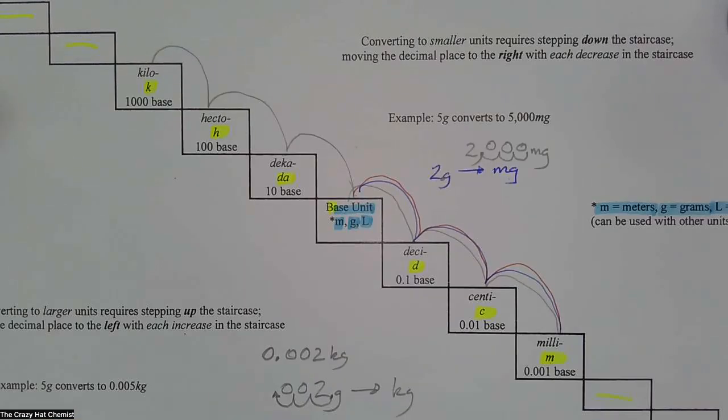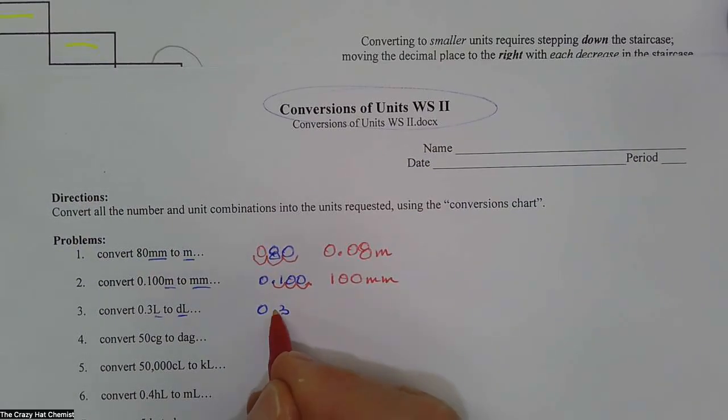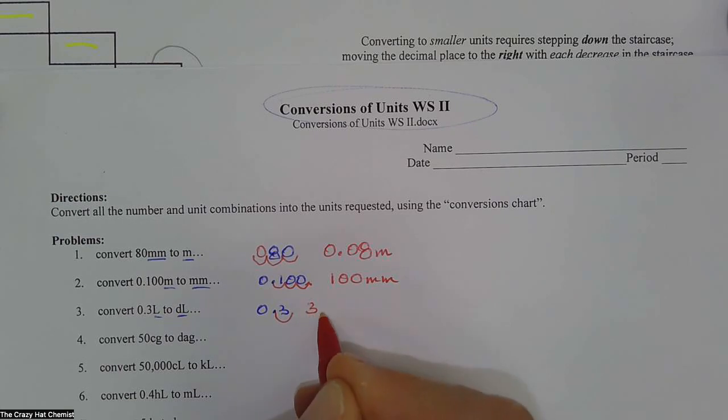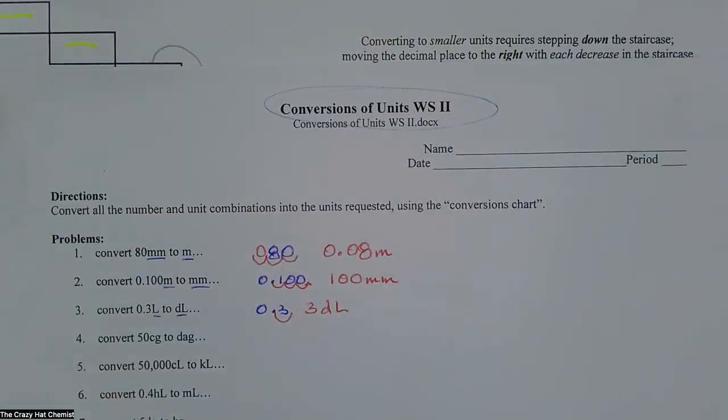Next one is 0.3 liters to deciliters. So liters to deciliters. I'm going to move my decimal 1 spot to the right. That will be 3 deciliters. Perfect. Easy as pie. If you like pie, that is.